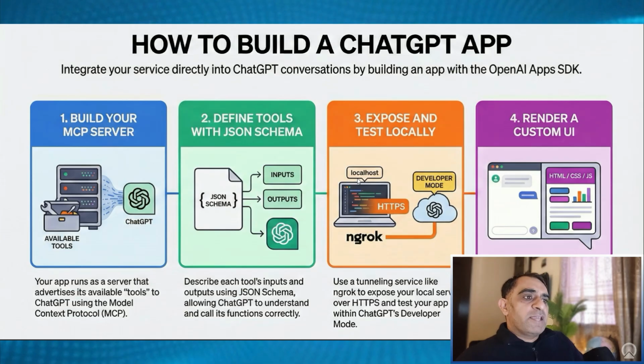The localhost address needs to be exposed as a public URL so that it can be configured into ChatGPT. Once that is done, you can use your app inside the ChatGPT conversation. So let's dive into writing your first ChatGPT app.